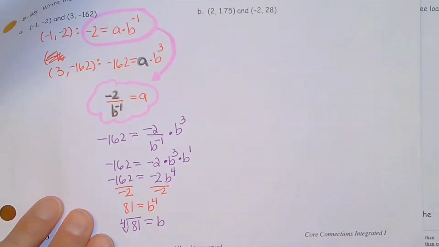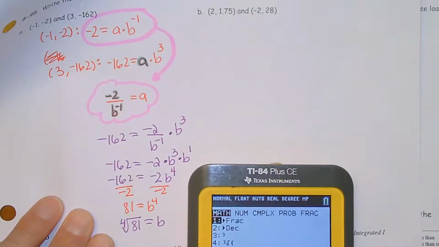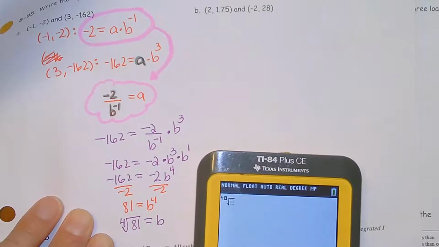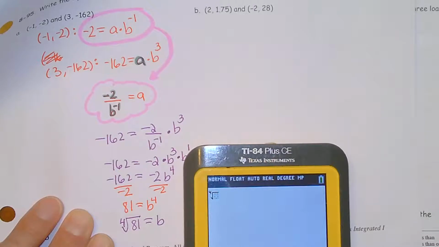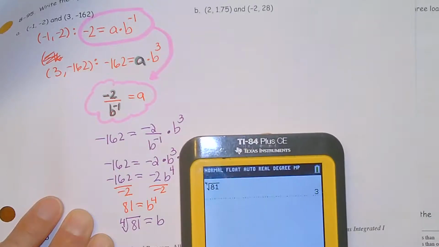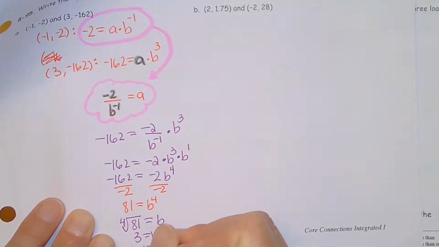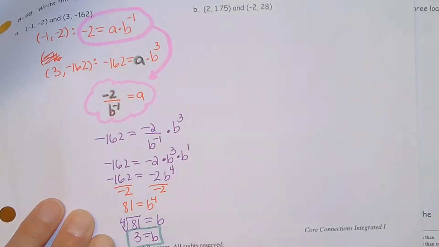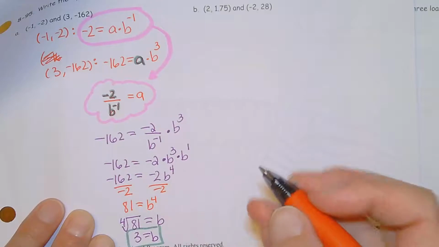Now, when I put this into my calculator and I take the fourth root of 81, I'm going to get 3. So this is going to be 3 is equal to b. So I know my b is equal to 3. So now I can take this and substitute it into this equation.